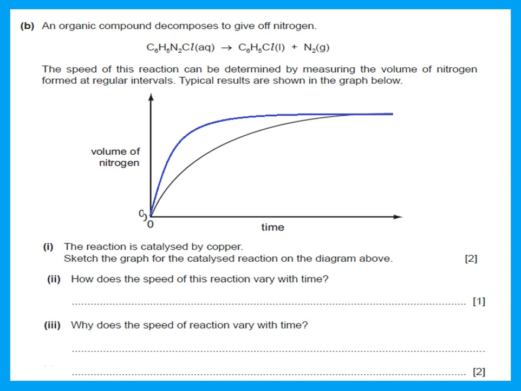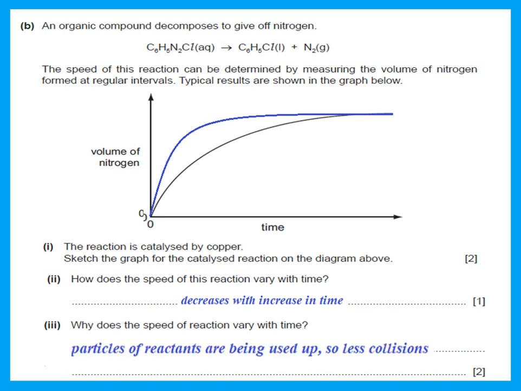How does the speed of this reaction vary with time? Remember that we said this kind of curve means that at the beginning the reaction was very fast, and then the reaction rate decreases as time goes on. So at the beginning it was fast, and then it decreases until the rate becomes zero at the end. Why does the speed of the reaction vary? We said for any reaction at the beginning the reaction is fast, but then it slows down. Why does it slow down? Because the particles of reactants are being used up, so there are fewer collisions per minute.